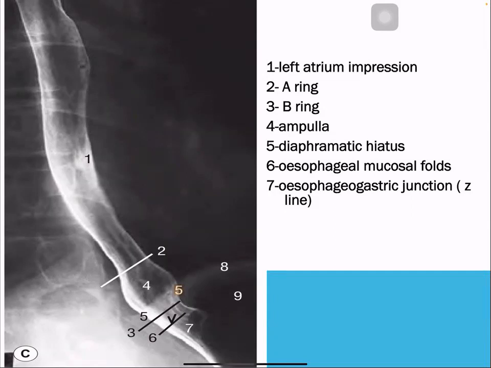Number 8, diaphragm. This is the diaphragm, shadow of the diaphragm. Number 9: this is air in the fundus of the stomach, gastric air bubble. Excellent.